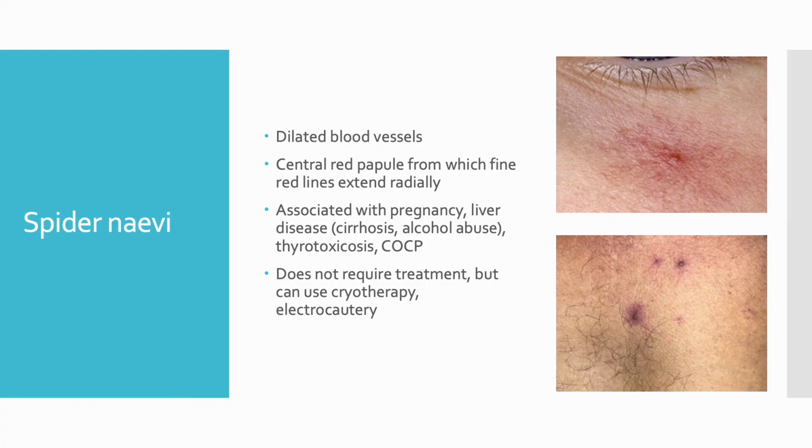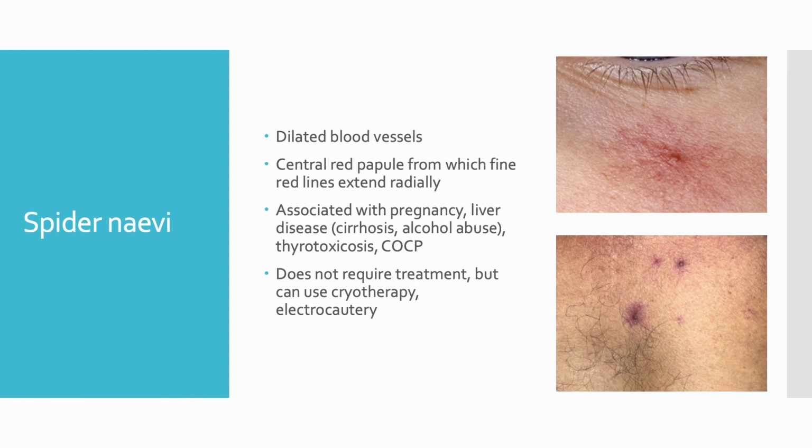Spider nevi are common acquired vascular anomalies, and they're due to a dilated telangiectatic blood vessel. So there's a central red papule from which fine telangiectatic vessels emanate. So, as it were, the central papule is the body of the spider, and the fine telangiectatic vessels are the legs of the spider.